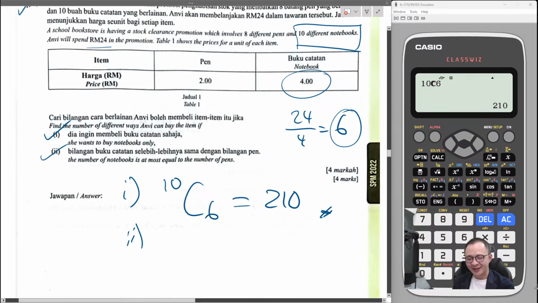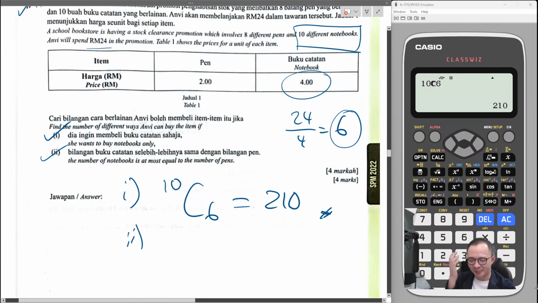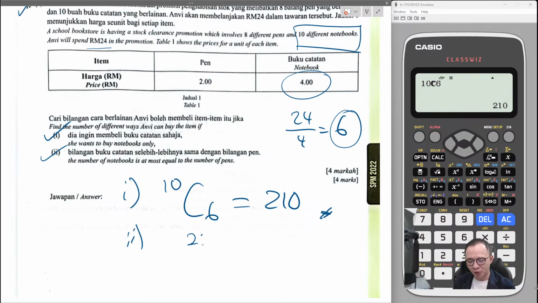So let's see how many pens and how many notebooks are possible to buy. Let's say 2 notebooks and 2 pens. Okay, no, it's too little. 4 and 4 maybe. Let's try 4 and 4, see what happens, because they say at most equal, right? So 4 notebooks will cost you how much? 4 times 4, 16 ringgit, right? 4 pens will cost you how much? 8 ringgit, right? Then you spend 24. Okay, nice. Then this one is acceptable.